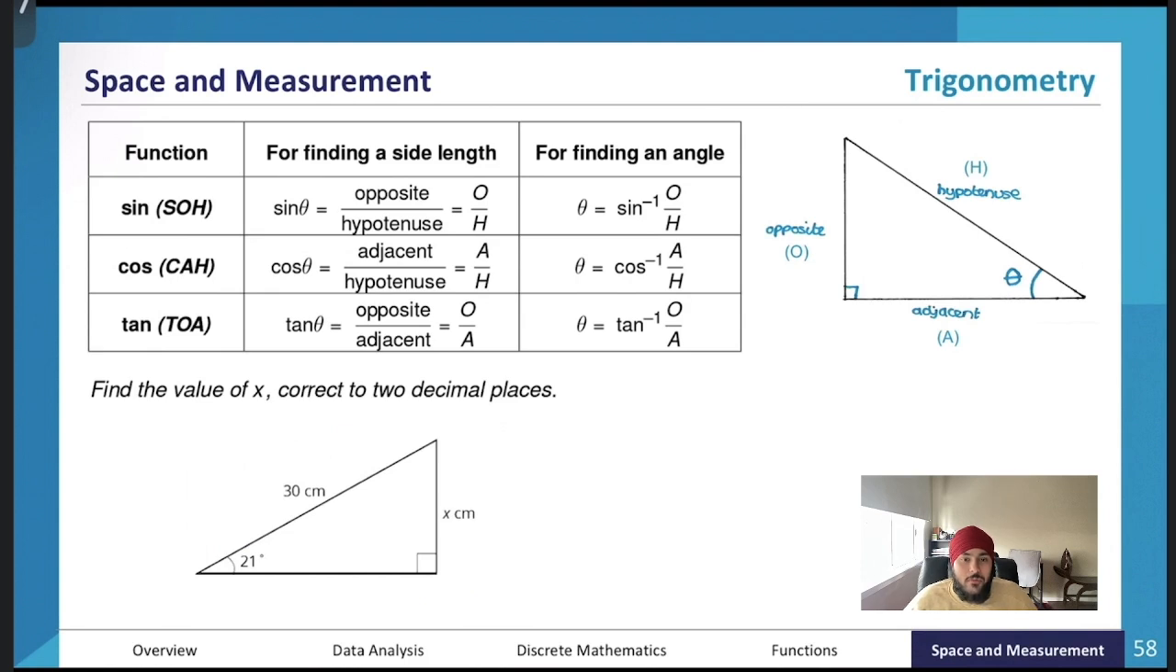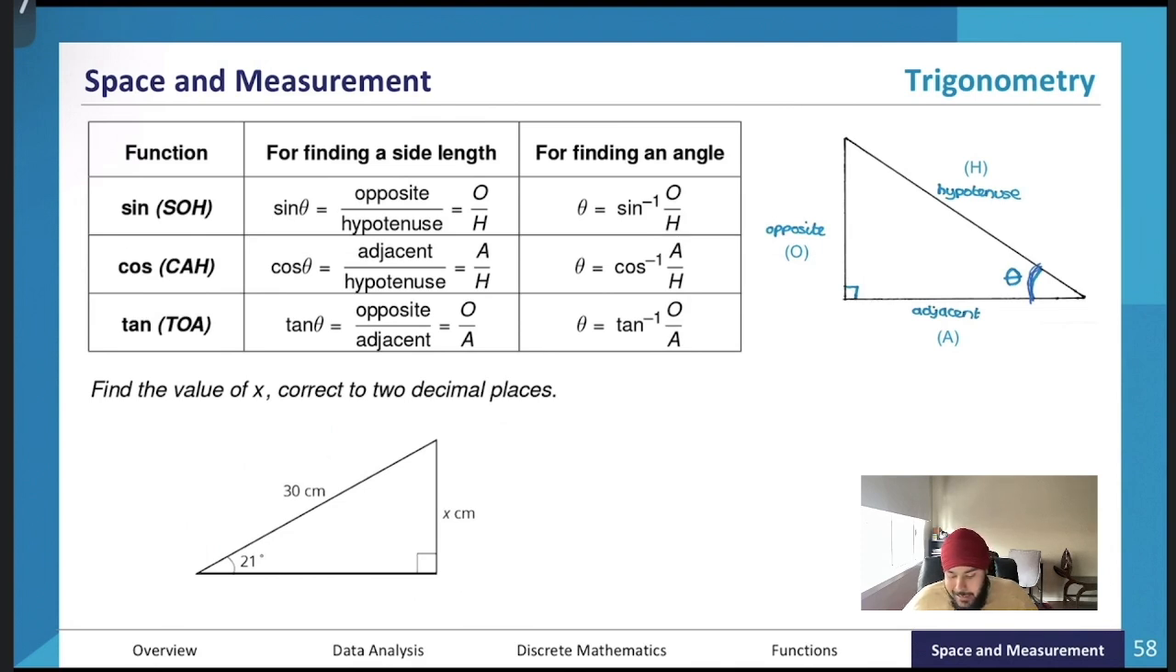There are three functions that you need to know: sine, cos, and tan. So sine is soh, cos is cah, and tan is toa. SOH CAH TOA is a really good acronym. What the acronym refers to is, if we have an angle, we can assign all the sides of the triangle based off that angle.